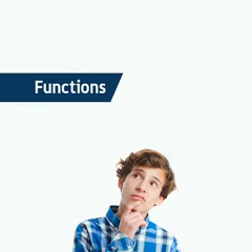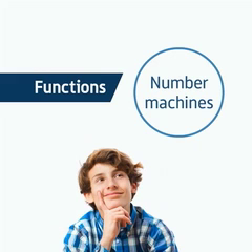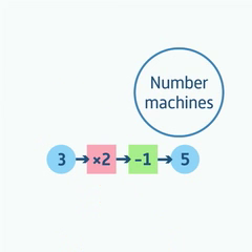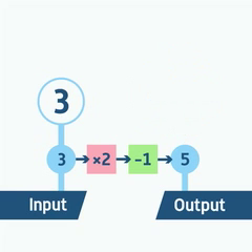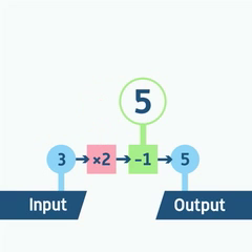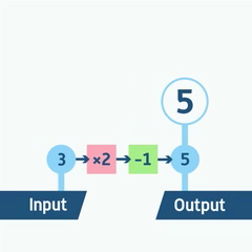This chapter helps you with the basic ideas of functions. Number machines are a simple way to start to understand functions. For example, the number machine multiplies by 2, then subtracts 1, when 3 is the input value and 5 is the output. Start with 3, multiply by 2, subtract 1, and the answer is 5.